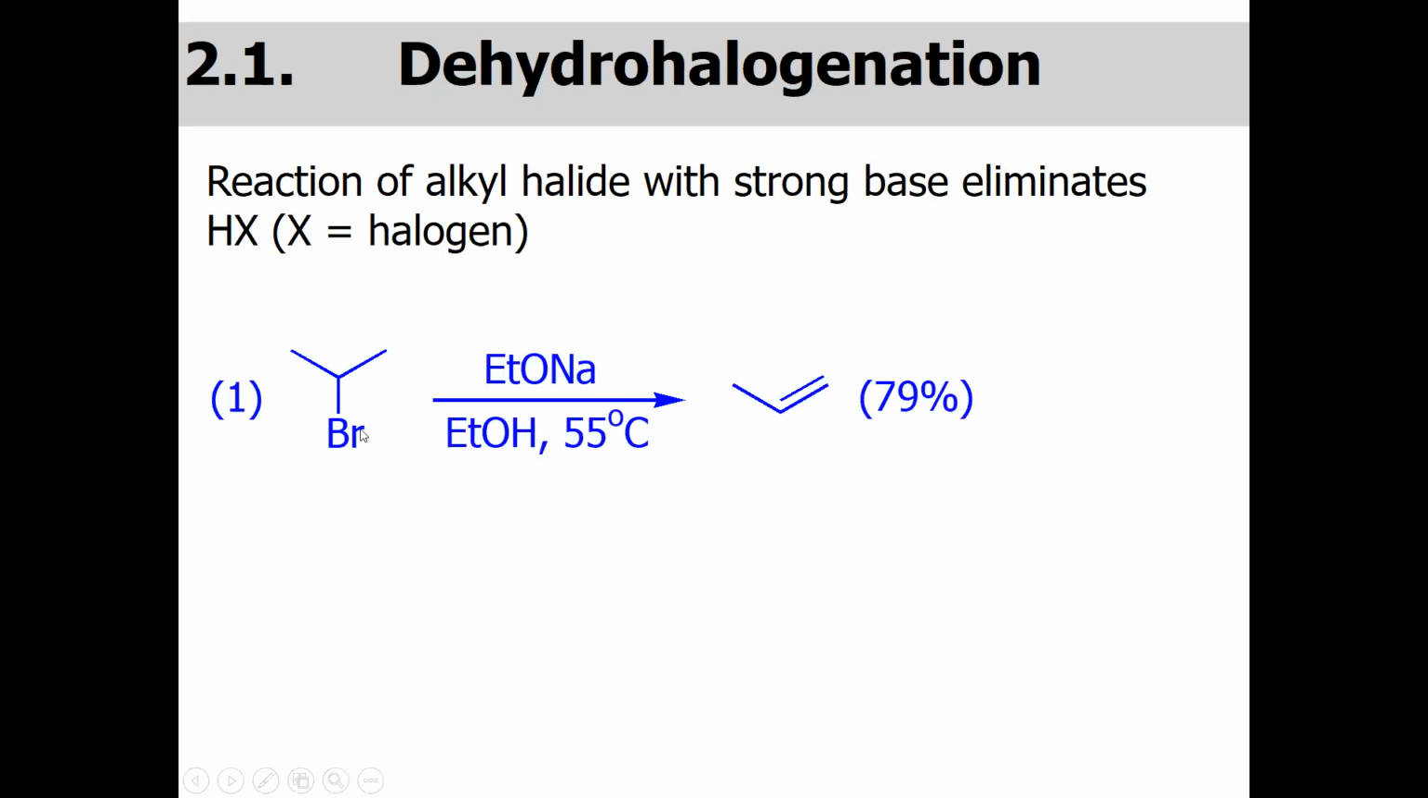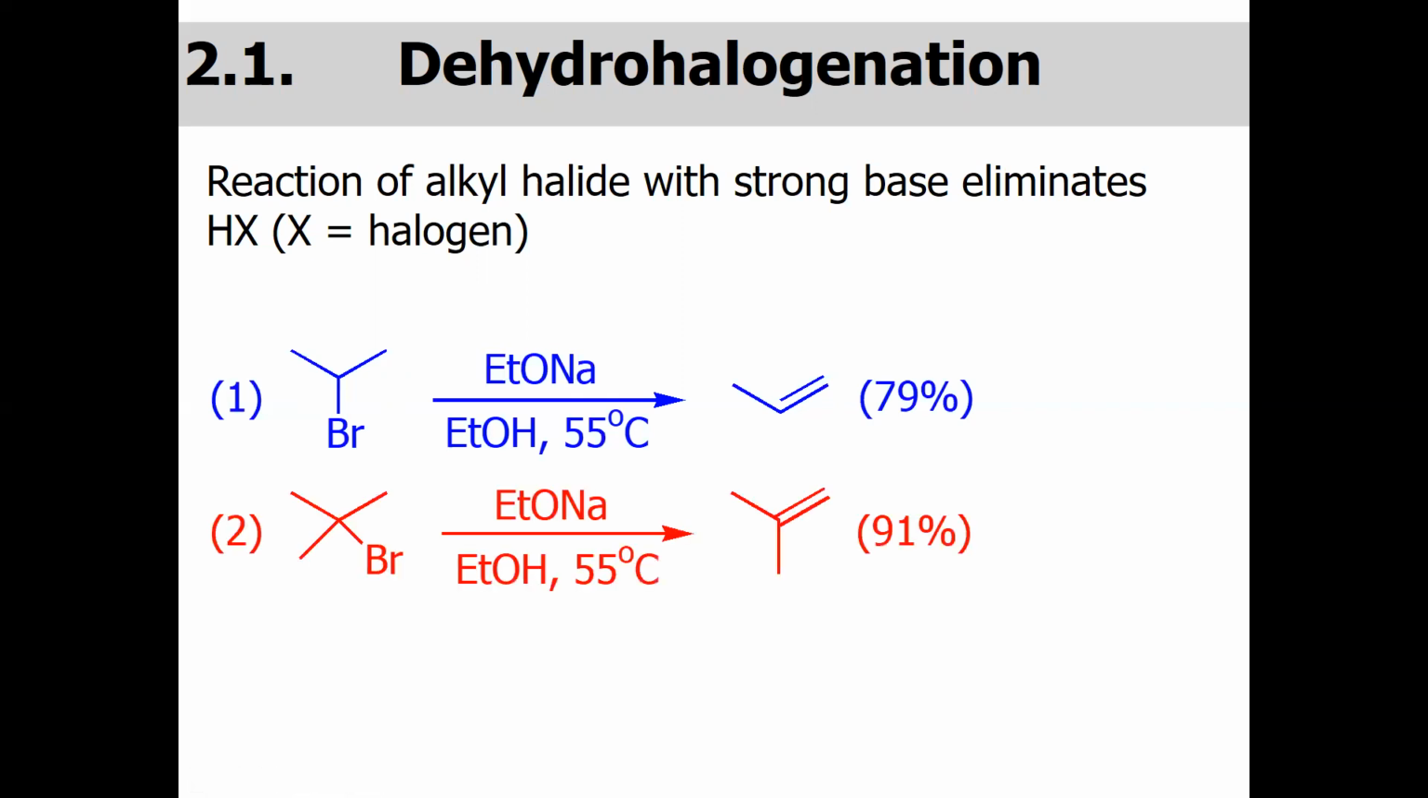For example, take 2-bromopropane. When we react it with sodium ethoxide in ethanol, this strong base first removes the proton, which ultimately results in the removal of the halogen to give you the corresponding alkene. This is basically known as elimination. Let us see some more examples.